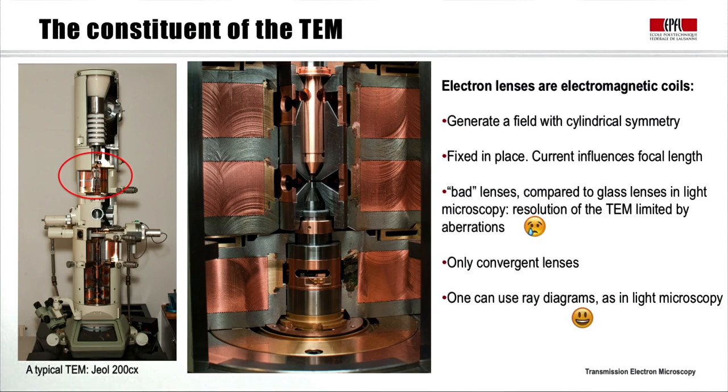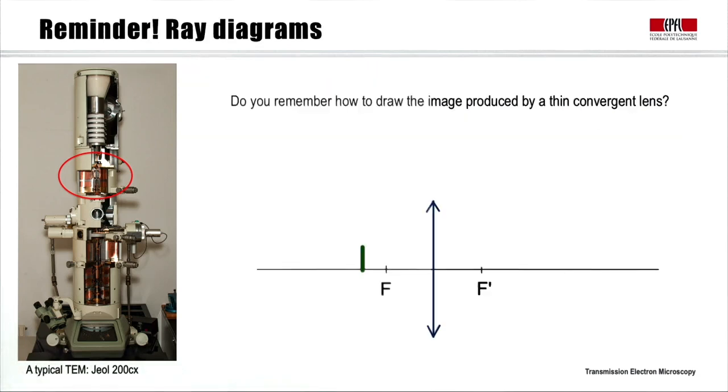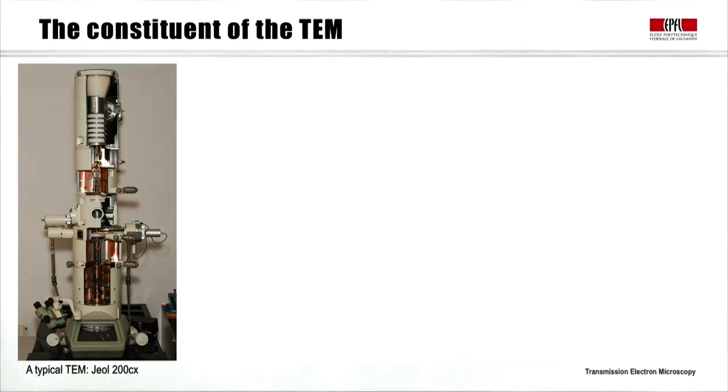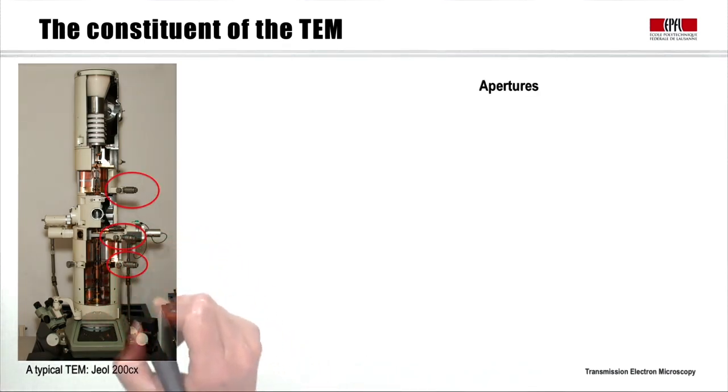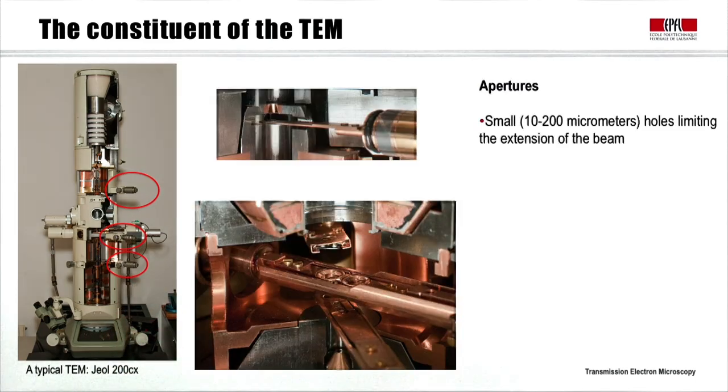So basically I have two news there. One bad news: the electron microscope is limited by the resolution of those lenses. But one good news: you will be able to use ray diagrams, and we will make use of them all the time during this lecture. They are very important to understand the working property of the transmission electron microscope. Okay, it's a good news, provided you remember how to use them.